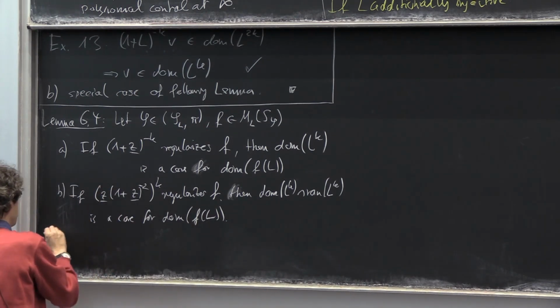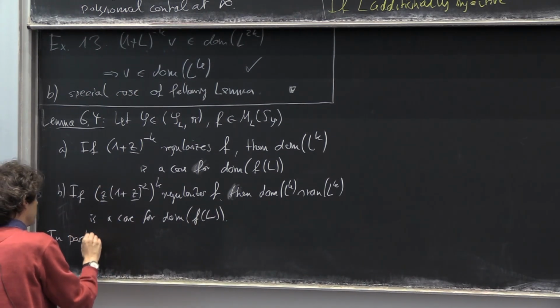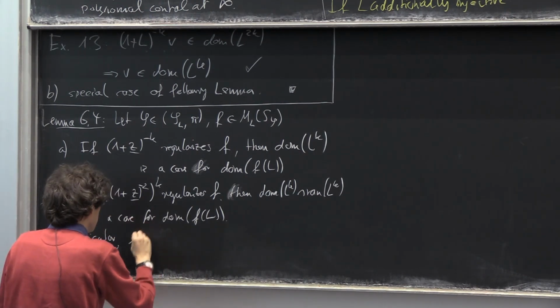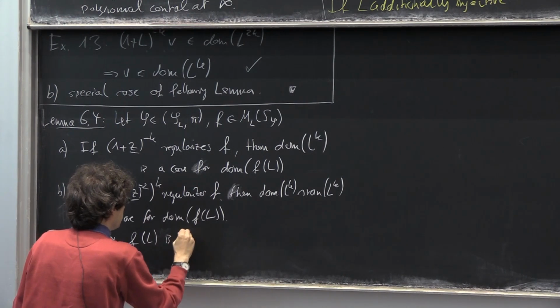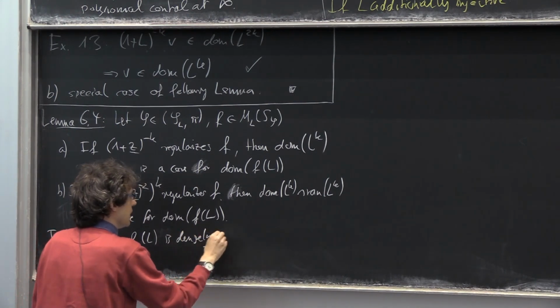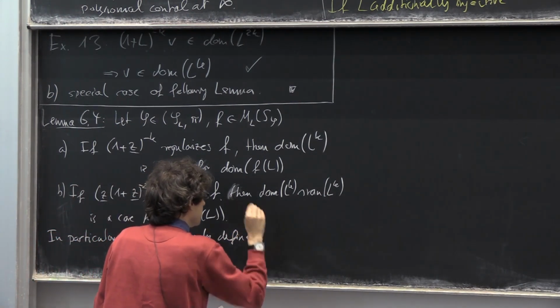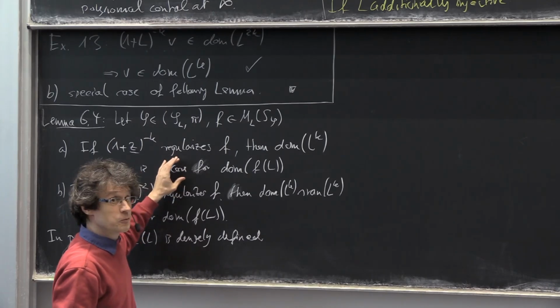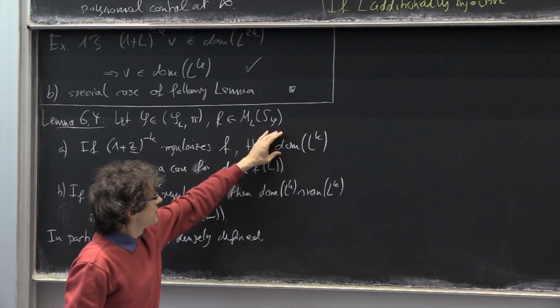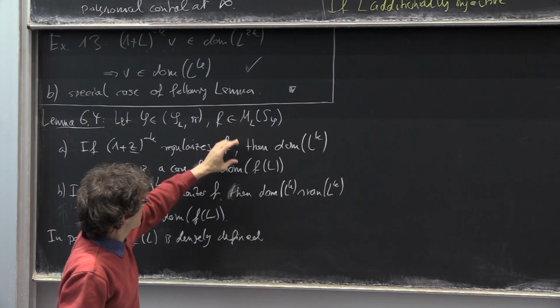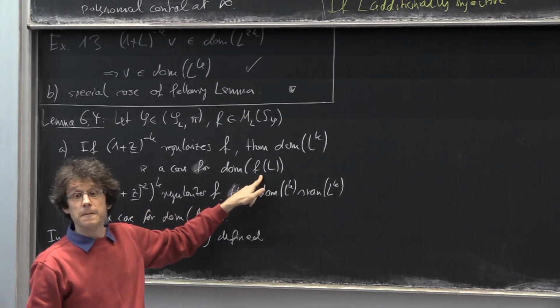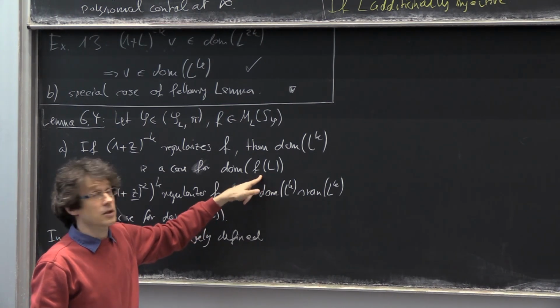And once we have proved this, this also shows that in all these cases f of L is densely defined. Why? Because while showing this, we will have to show that to be a core, so core means it's a subspace, the domain of L to the k is a subspace of this space, and it's dense with respect to the graph norm here. That's what a core is by definition.